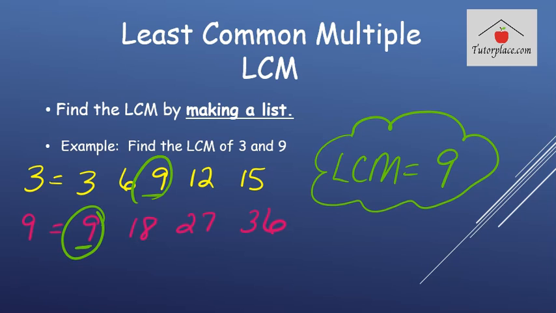Remember, the least common multiple is the smallest number that both of them have in common. The smallest multiple they both have in common. So between 3 and 9, it actually is the number 9.